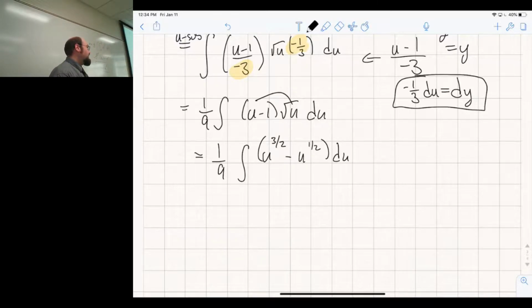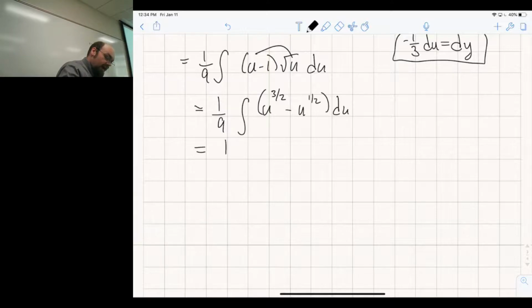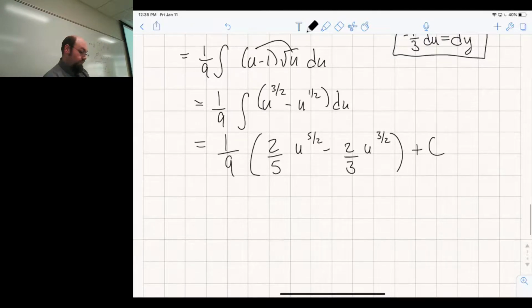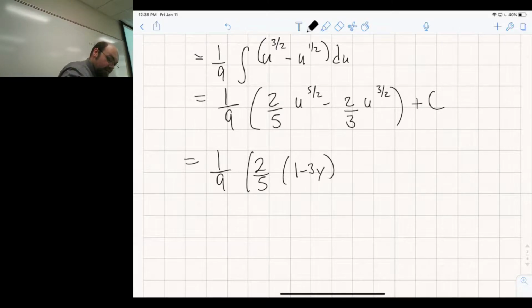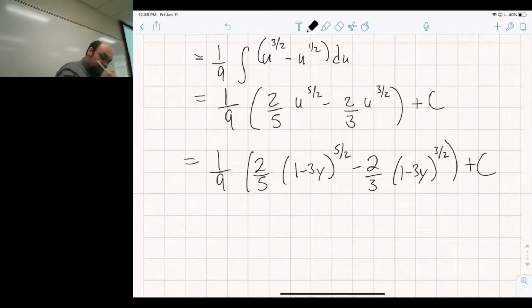Pretty easy, right? So I'm going to get 1/9, and then in parentheses, 2/5 u to the 5 halves minus 2/3 u to the 3 halves plus c. And then my last step is to plug my original u back in. So I get 1/9 times 2/5 times (1 minus 3y) to the 5 halves minus 2/3 times (1 minus 3y) raised to the 3 halves plus c.